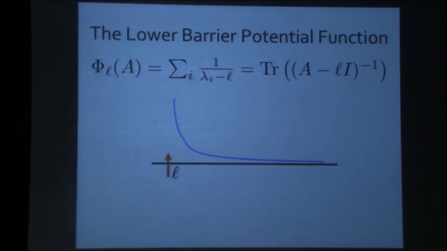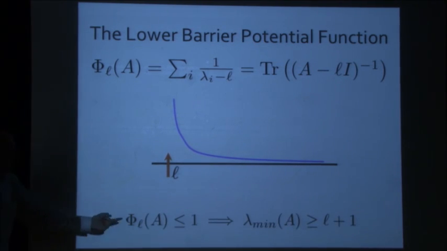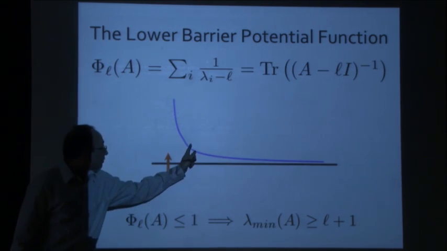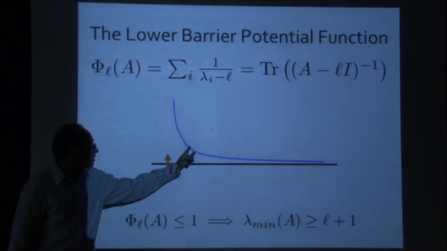So when we measure this boundary, this tells us a lot. For example, if I tell you that the barrier function is less than 1, it means that all of the eigenvalues are at least 1 away from L, because if I'm 1 here, then the height of this is 1.